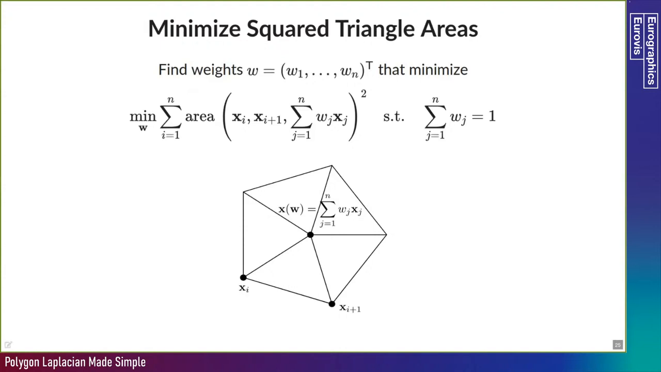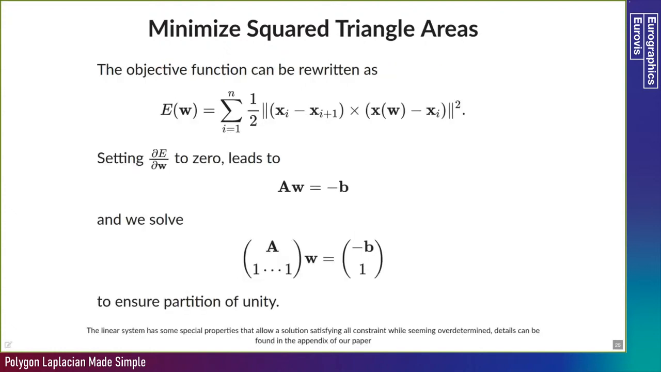So, to summarize, we want to find weights for our face's vertices that minimize the sum of the squared triangle areas, so that the weights themselves form an affine combination. With these weights, we are then able to obtain the minimizing point and the prolongation matrix and have all we need. By construction, the energy is quadratic, which means differentiating with respect to the weights gives us a linear system. We add one additional row to the matrix to enforce the partition of unity constraint, which is equivalent to having affine weights. And then we are already done.